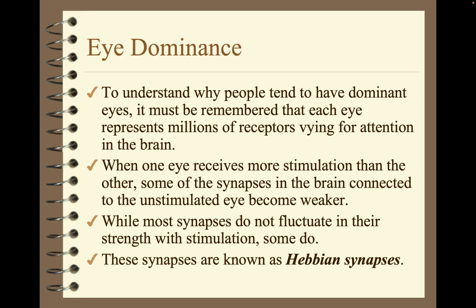To understand why people tend to have a dominant eye, it must be remembered that each eye represents millions of receptors vying for attention in the brain. When one eye receives more stimulation than the other, some of the synapses in the brain connected to the unstimulated eye become weaker. While most synapses do not fluctuate in their strength with stimulation, some do. These synapses are known as Hebbian synapses.